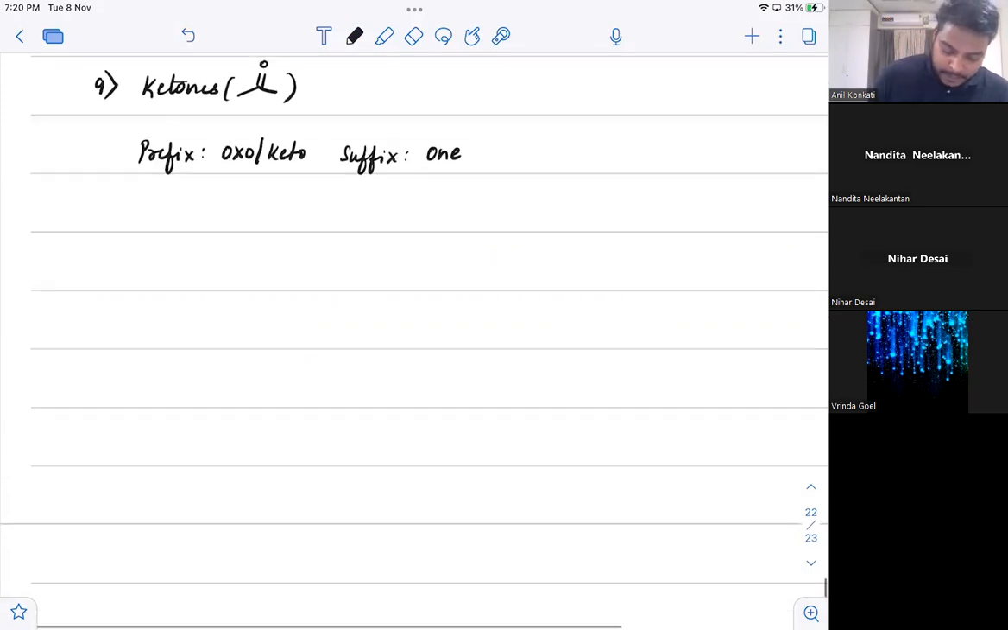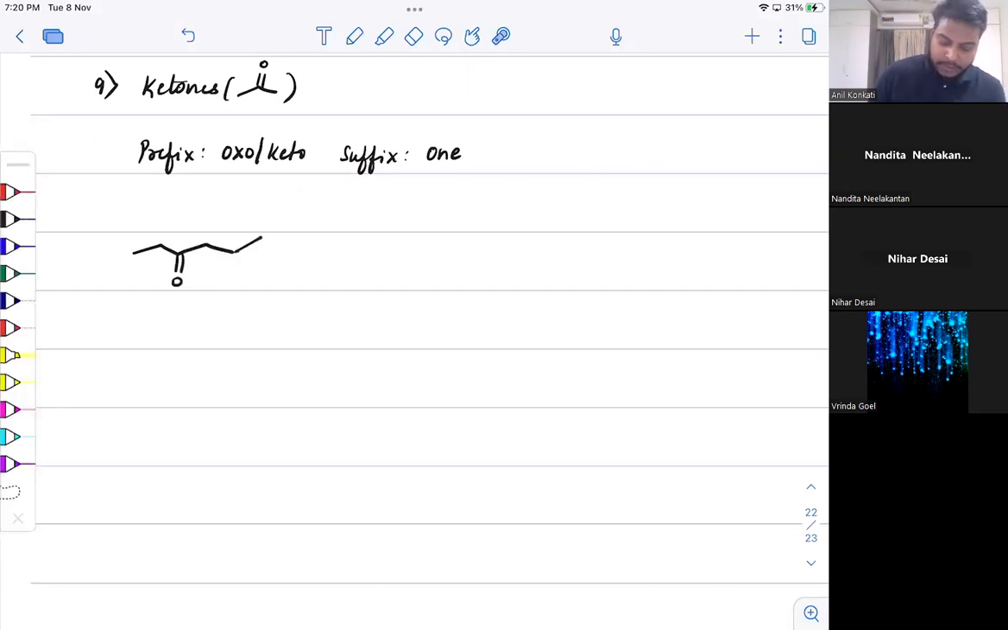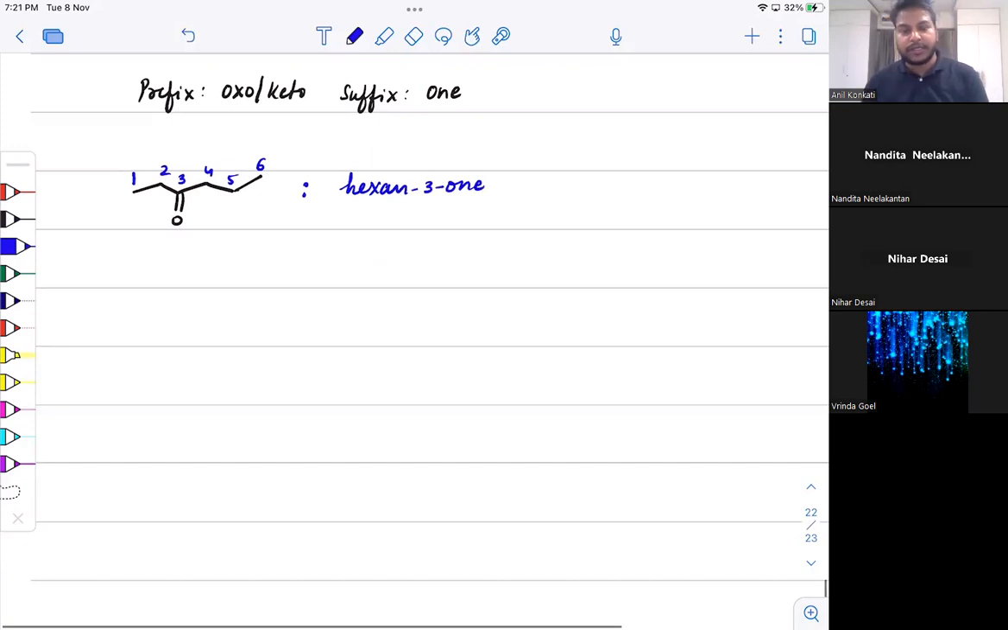For instance, if you have a double bond here like this, you make sure that this double bond always comes at the lower numbering. So I'll go from left to right. So 1, 2, 3, 4, 5, 6. So this will become hexanone. But it is present at third position. So we'll write it as hexan-3-one or 3-hexanone. Either ways, it is correct.